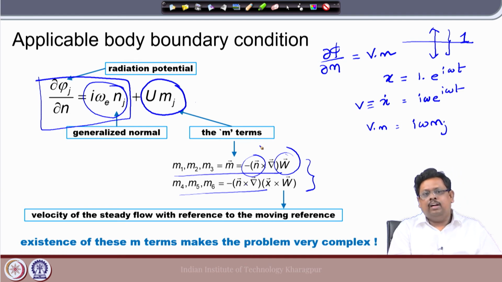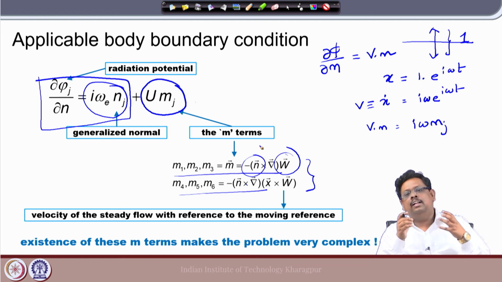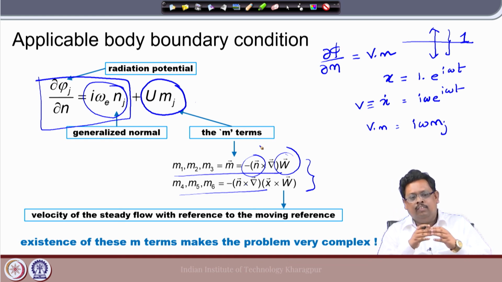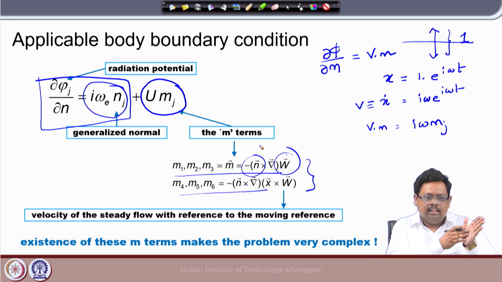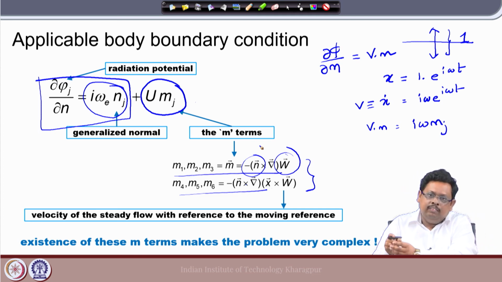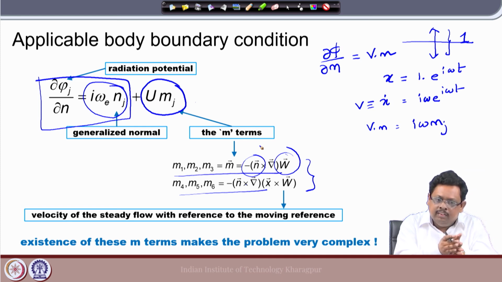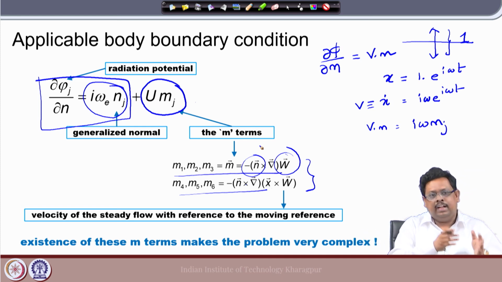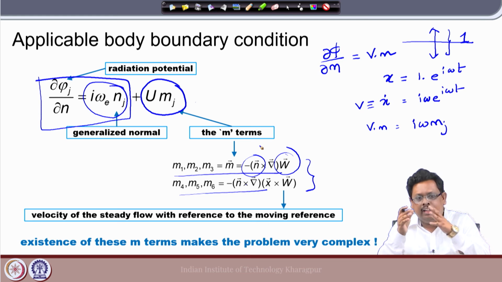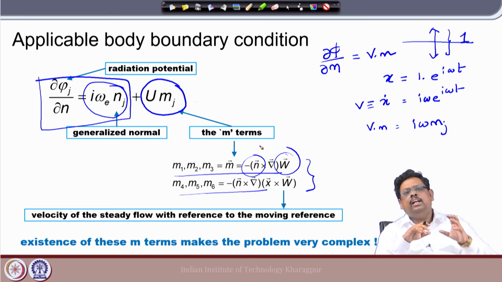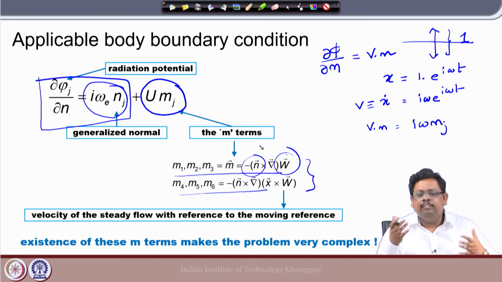Okay. So now you see, there are so many things we have to consider. When you write this equation, this radiation problem, you have to see whether you are writing it in a fixed reference frame or a moving reference frame. If you write in a fixed reference frame, you have one set of equations. If you are writing in a moving reference frame, then you have another set of equations. So much complication is coming.